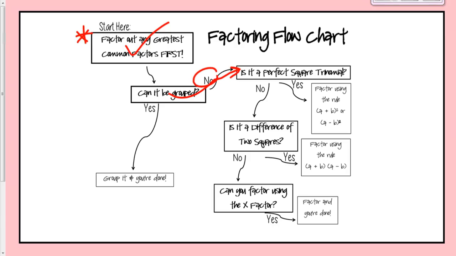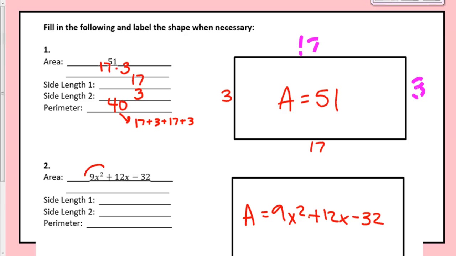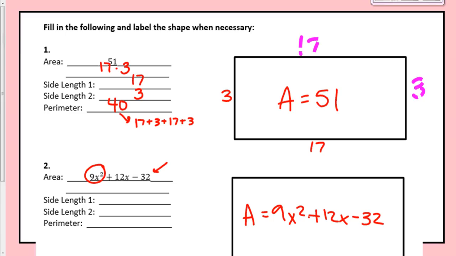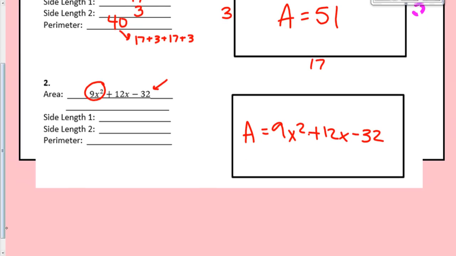Okay, I'm going to go this way. Is it a perfect square trinomial? Well, that's interesting because I know that 9x squared is a perfect square, but 32 is not, so no. Which means it's obviously not a difference of 2 squares either. So my final last-ditch effort is to use the x factor. Okay, so big ol' x here. Remember that the top is a times c, so negative 32 times 9. It's a big number, negative 288.